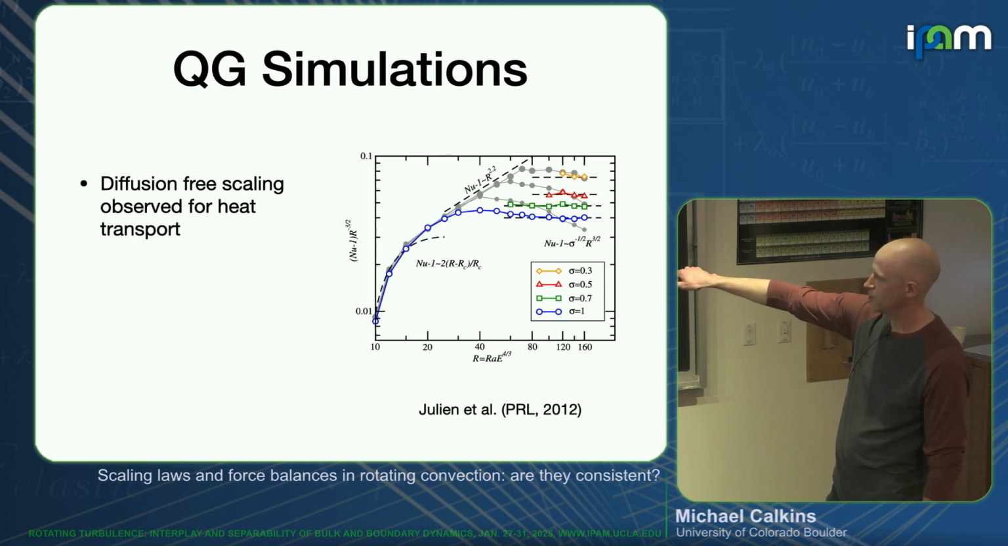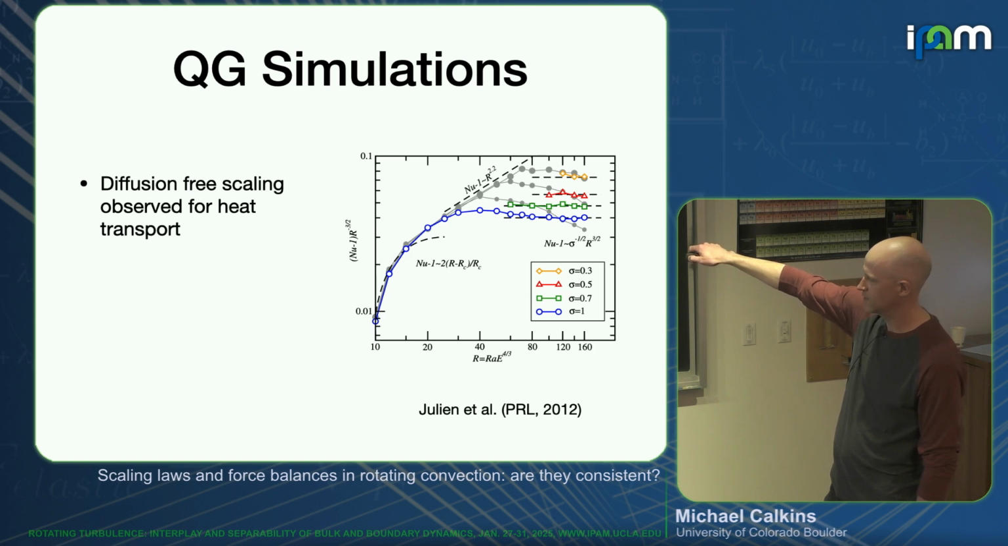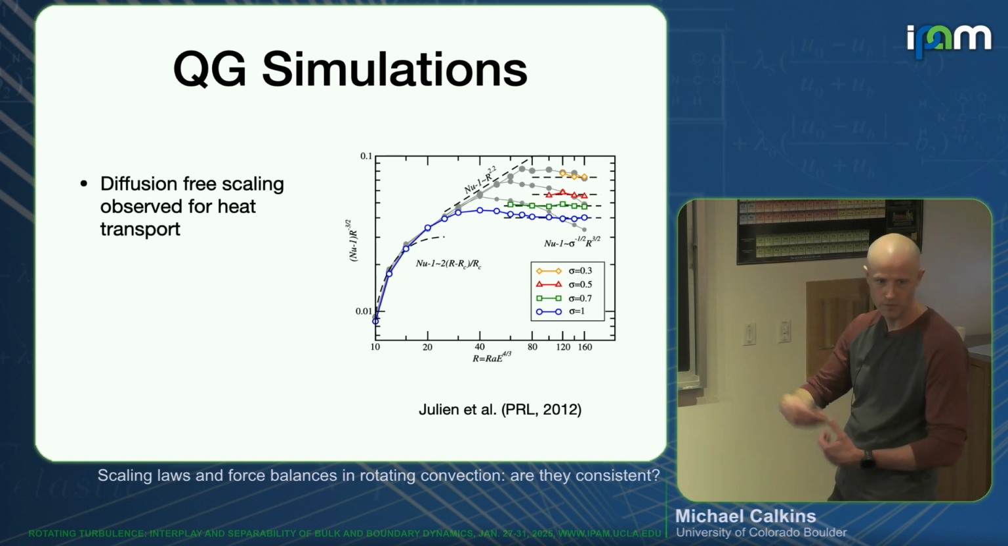And so the plot shows this compensated Nusselt as a function of reduced Rayleigh for a wide range of different Prandtl numbers. Anything greater than 1 is shown in gray, so these are higher Prandtl numbers. And then the results are indicating that this compensated value is becoming flat as the Prandtl number is reduced and the system becomes more turbulent.